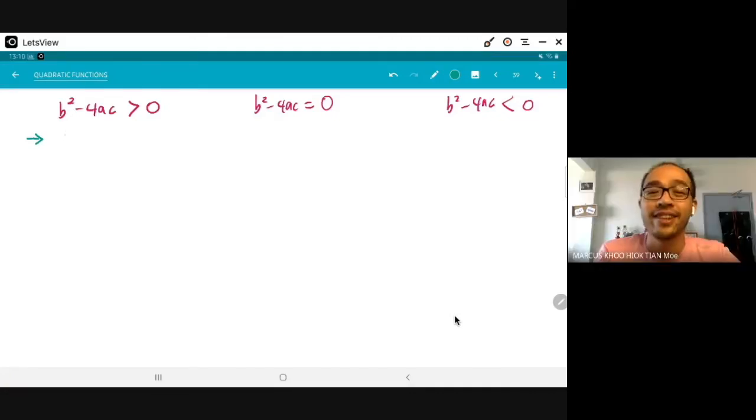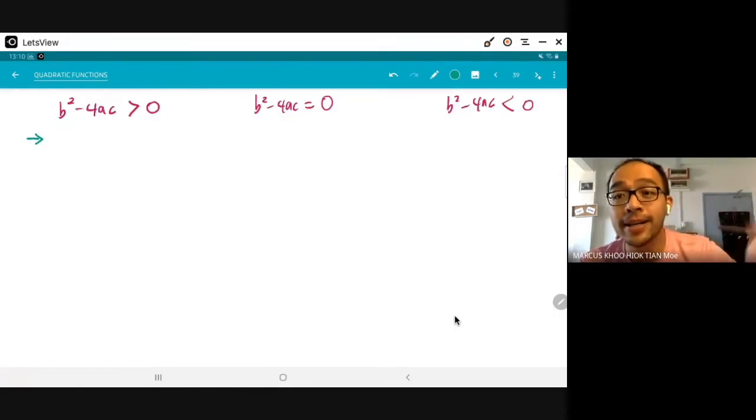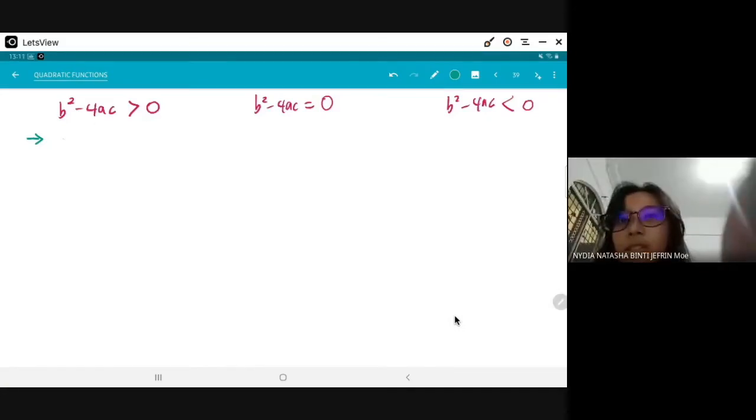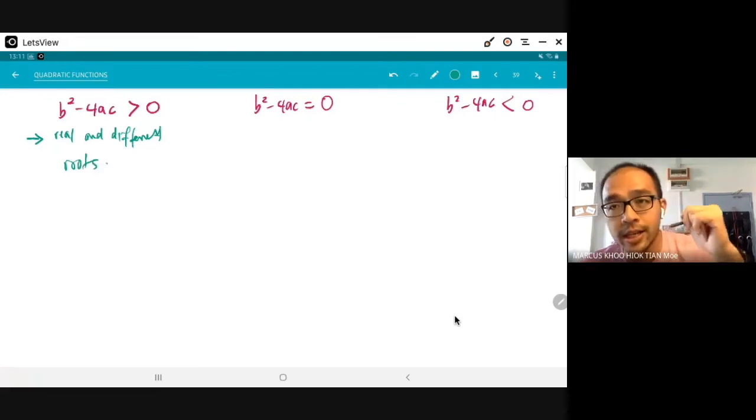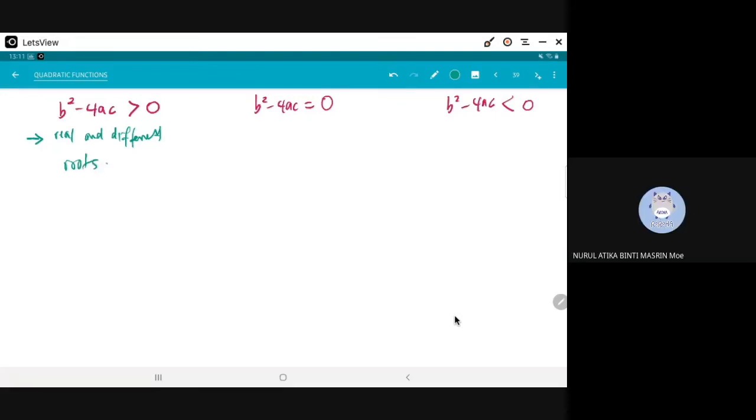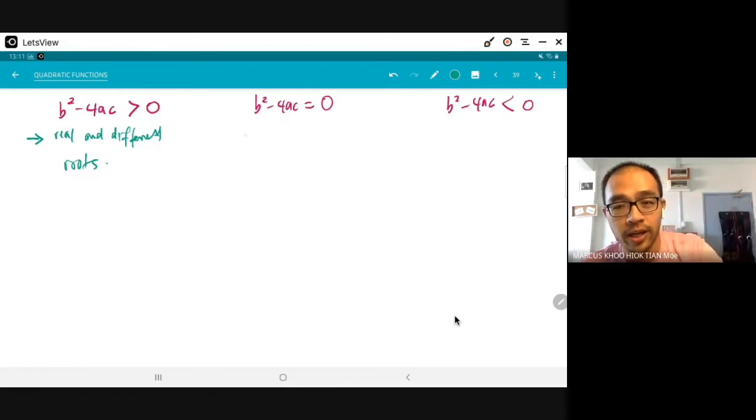Kau geramkan Charles. Positif b squared minus 4ac maksudnya apa? Saya tahu lah positif, tapi maksudnya apa? Real and different roots. Okay, good. Second one, b squared minus 4ac equals to 0. Dia bukan lagi positif. Equal roots. Dan last kali?